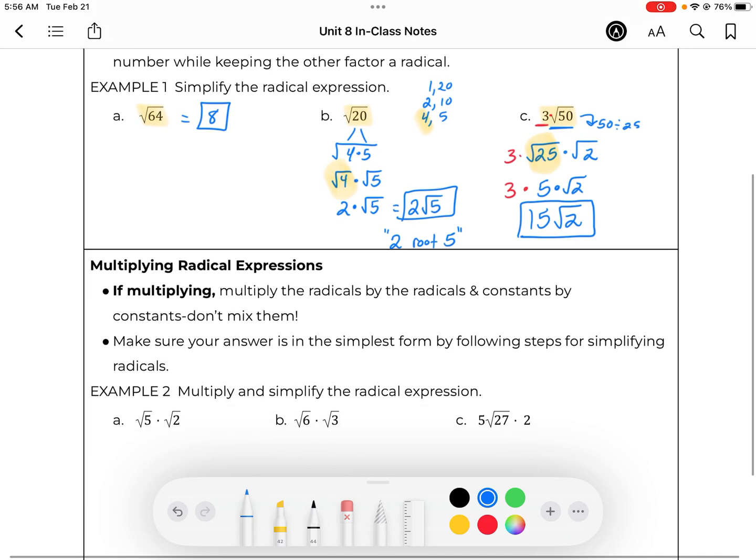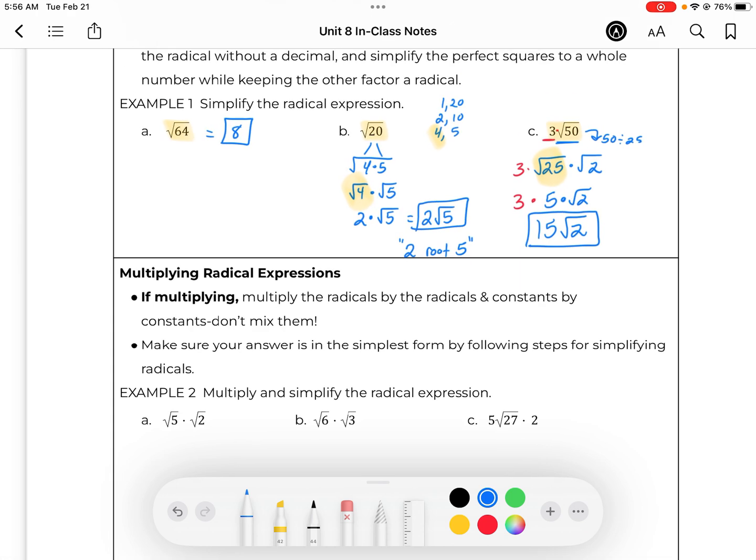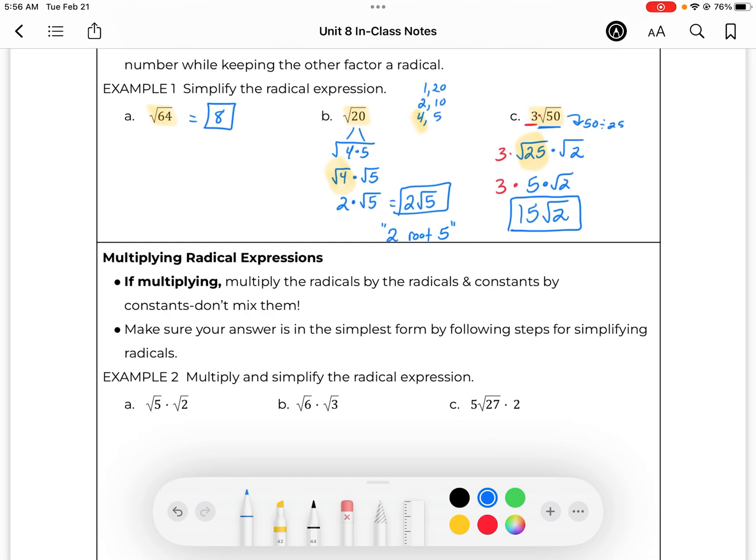Okay? So that's simplifying radicals. Well, that is also involved in doing other operations with radicals, like multiplying radicals, okay? If we're multiplying the radicals by the radicals and constants by the constants, do not mix them, okay?